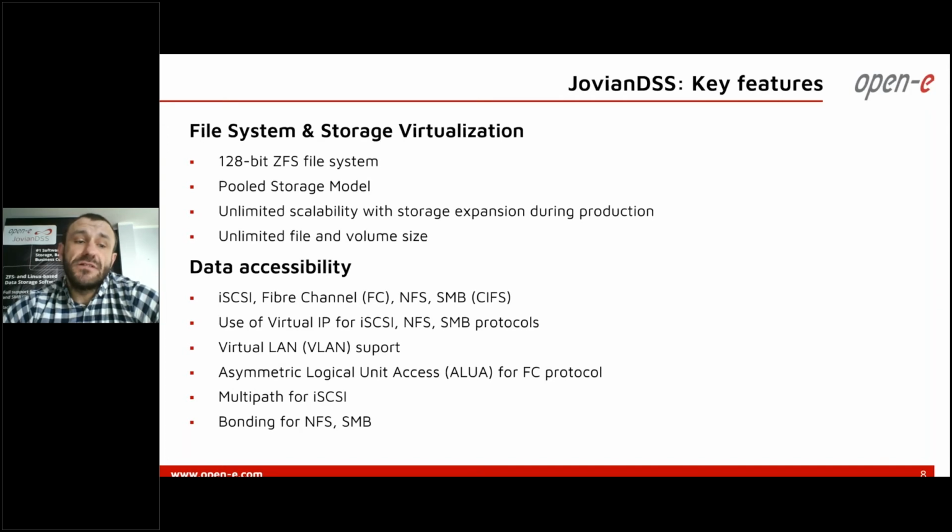Moreover, data can be accessible through SAN protocols. Like I said, it's available for Fiber Channel and iSCSI, and also for NAS protocols like NFS or SMB, and also redundancy multipathing for iSCSI is available, and network interface bonding for SMB and NFS.